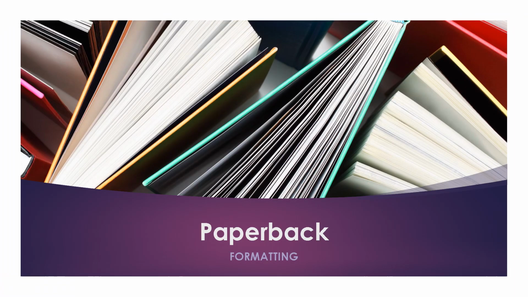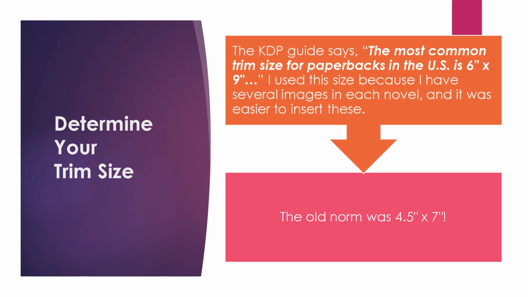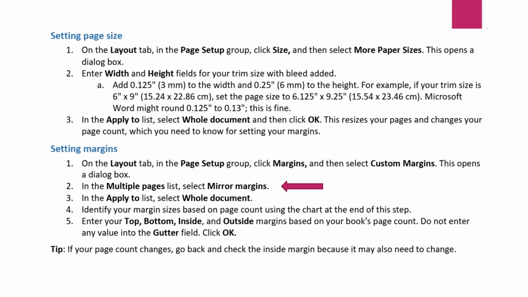Next is formatting your manuscript for paperback publication. First step is to determine your trim size. The old normal was 4.5 by 7 inches. The standard KDP suggests is 6 by 9. I use this size because it was easier to insert images.